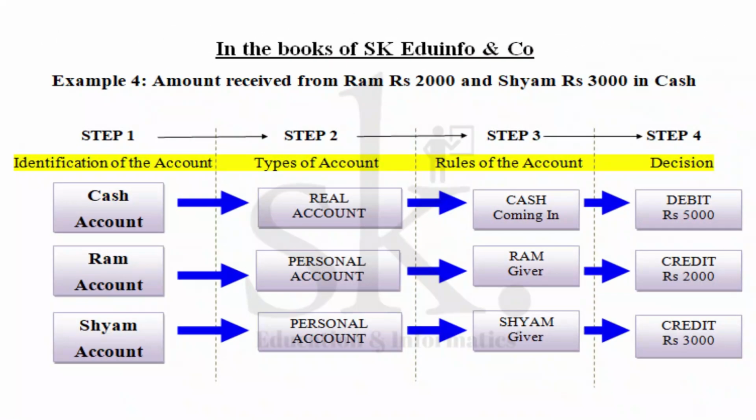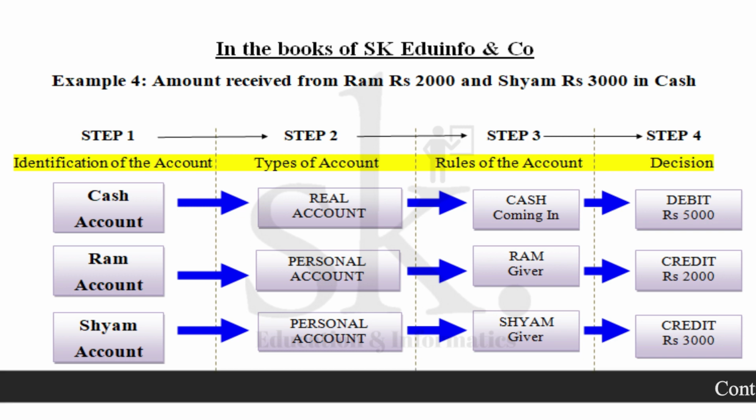Let's move on to the last example. Amount received from Ram rupees 2000 and Shyam rupees 3000 in cash. Now you have received this particular amount from Ram, which is 2000, and Shyam 3000 in cash. So we have three accounts: cash, Ram and Shyam. Cash is a real account. Ram and Shyam, as you know, in the name of an individual, is a personal account.